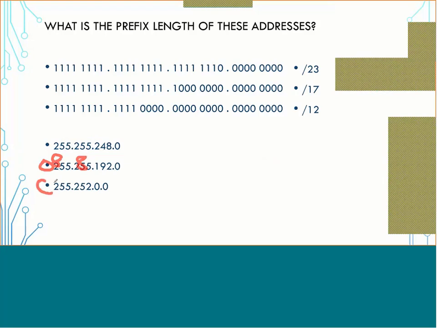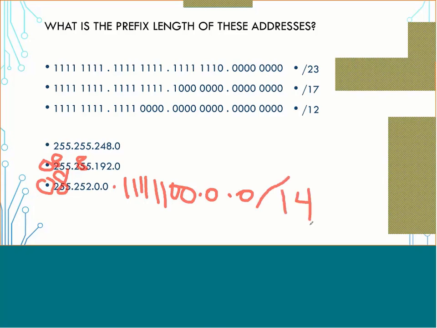Okay, let's do the third one. So I know right off the bat 255 is 8, so I might need to bid out 252, right? There's 240, 248 plus 4, 252. I turn everything else off, all the zeros. I know those are zeros, right? Everybody get that one? So that's a what? /14, right? That's a /14.